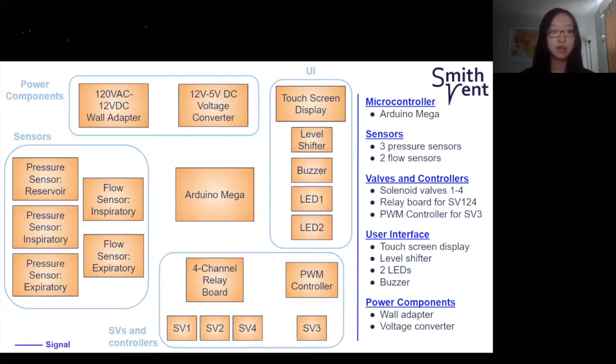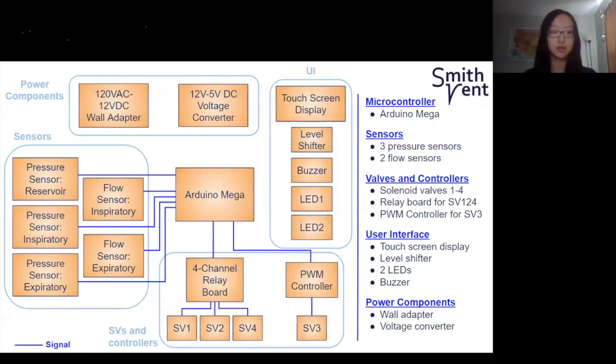Then I'm going to talk about how signal flows through all these components. The microcontroller takes input from all the sensors and sends outputs to a 4-channel relay board for SV1, 2, and 4, and a pulse width modulation controller, which is necessary for the proportional valve SV3. The microcontroller also controls the user interface components, as well as processing clinician inputs through the touchscreen.